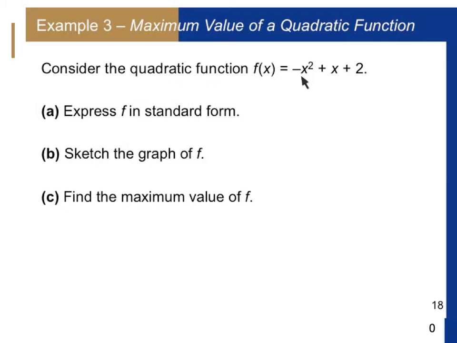Okay, let's look at one with a negative a. Here our a is minus 1. So we have f of x equals minus x squared plus x plus 2. Express in standard form, sketch the graph and find the maximum. Remember, it's going to open down, so that vertex will be a maximum.